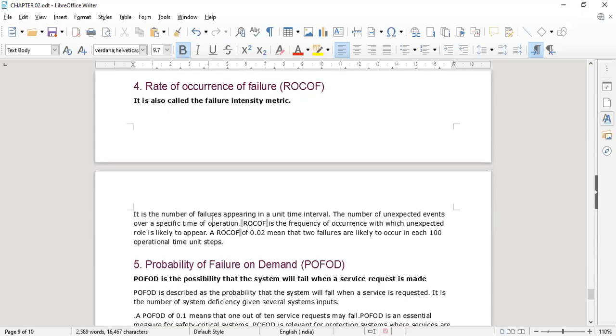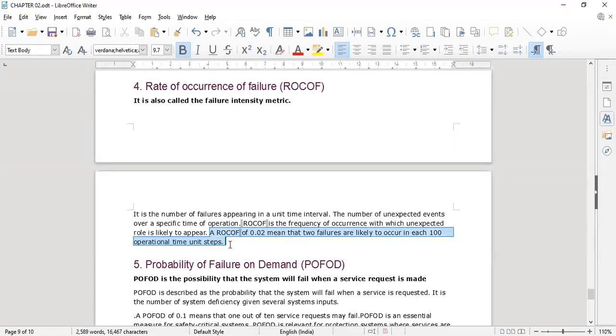It is the number of failures appearing per unit time interval. For example, within 10 hours, this particular number of failures occurs. So it will be given as the ROCOF. The number of unexpected events over a specific time of operation is evaluated by ROCOF. It is the frequency with which unexpected failures are likely to appear.